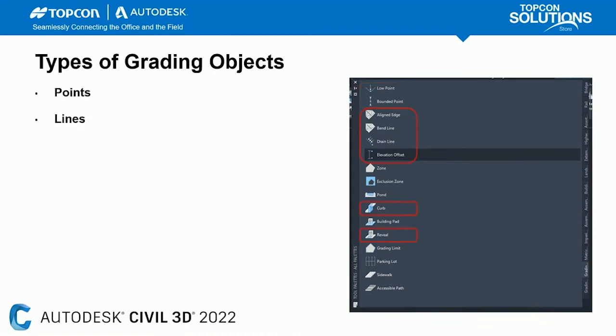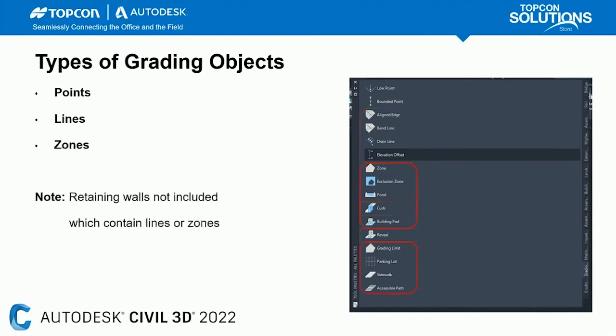Lines, so any sort of lines, so basically it's just not a connected shape, square, triangle, it's just a line. And there's a few different lines. There's aligned edges, bend lines, drain lines we're going to talk about. Those are very important. Elevation offset, curves, and reveal. So reveal would be on a building pad if you're trying to show or hide an elevation.